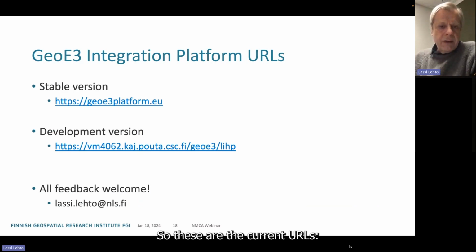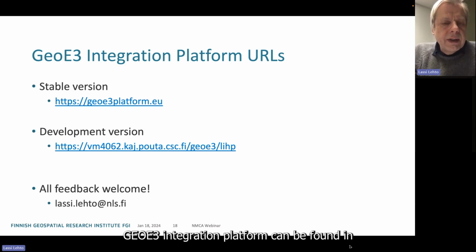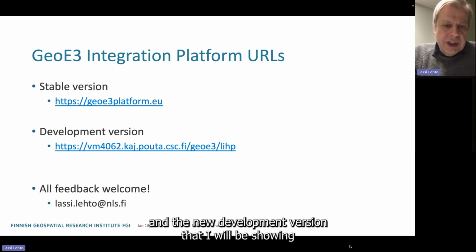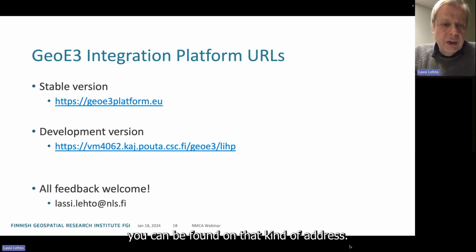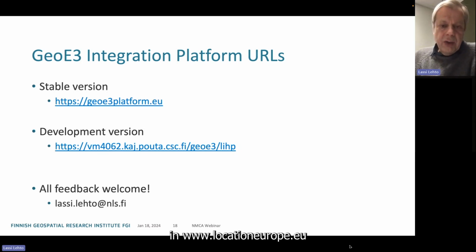So these are the current URLs. The stable version of the older GeoE3 integration platform can be found at the URL geoe3platform.eu. Now the new development version that I will be showing you can be found at that kind of address, and as Antti mentioned, this will be later on published in the location europe.eu domain.